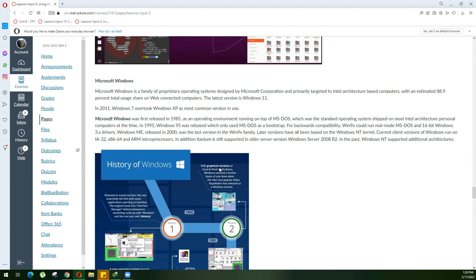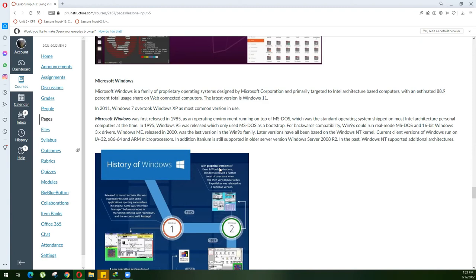In 1995, Windows 95 was released, which only used MS-DOS as a bootstrap. For backwards compatibility, Win9X could run real mode MS-DOS and 16-bit Windows 3X drivers. Windows ME, released in 2000, was the last version in the Win9X family. Later versions have all been based on the Windows NT kernel.